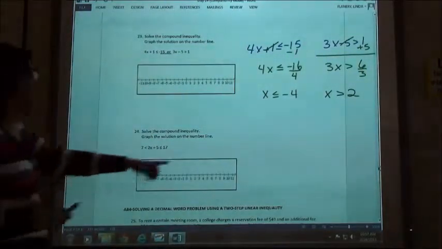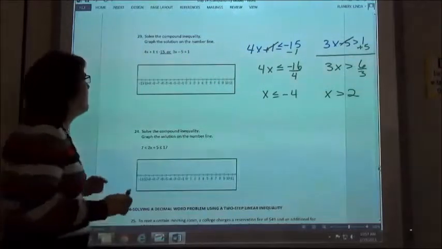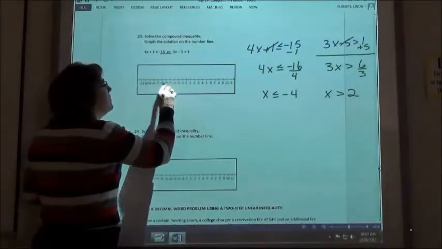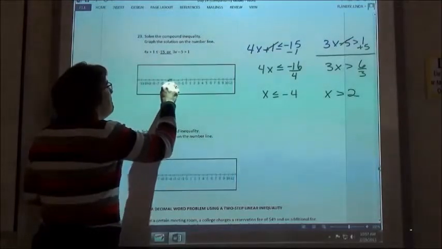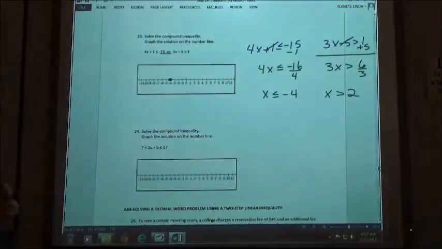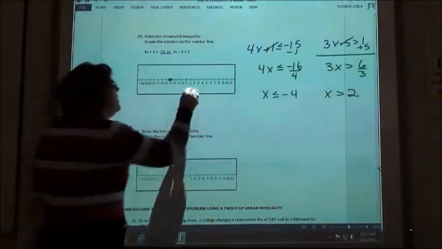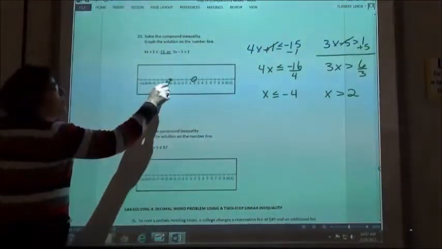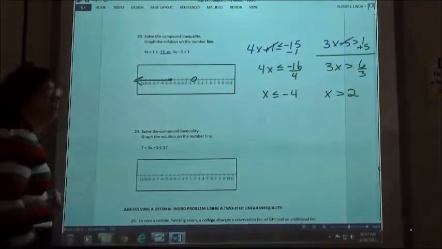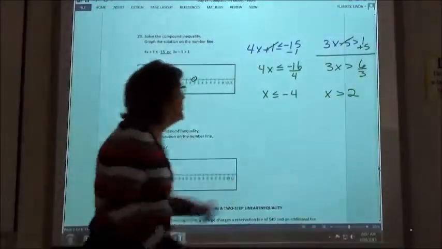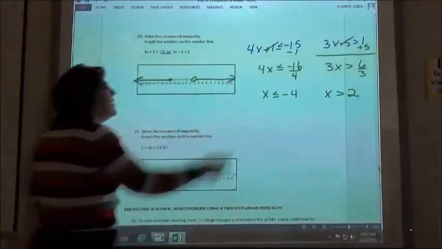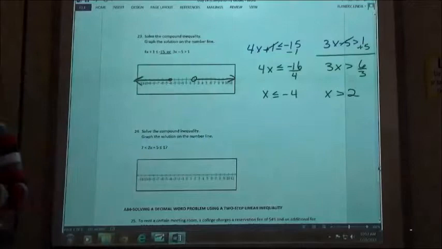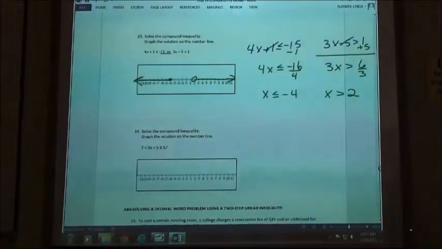So on the negative 4, what kind of dot are we going to have? You are going to have a closed dot, yep. And on the 2, what kind of dot are we going to have? Open. Now on this one, we are going less than the negative 4, so we're on the left side. Greater than the 2, so we're on the right side. Remember I said because it had an "or," they should be two opposite sides instead of in the middle.